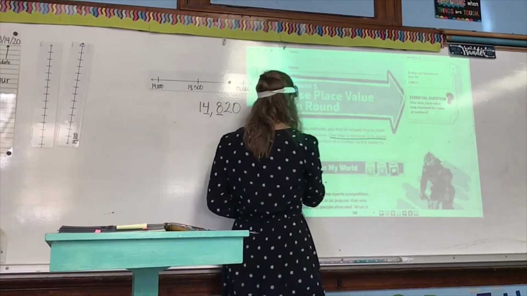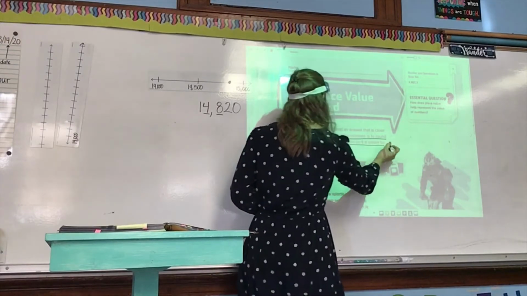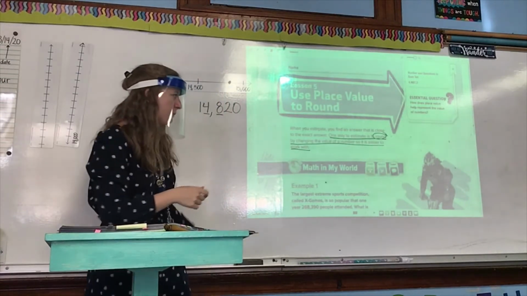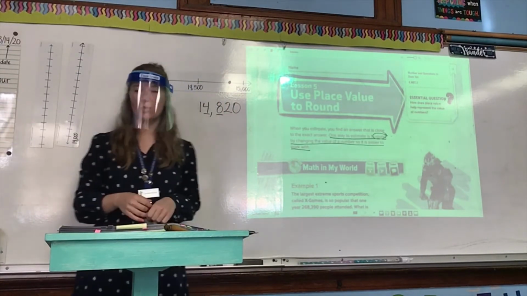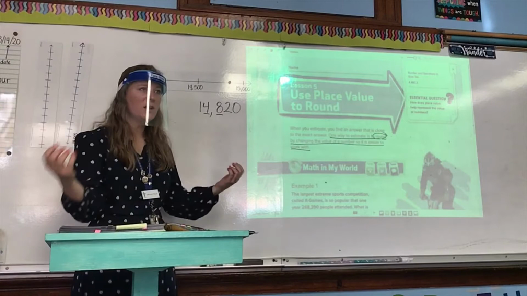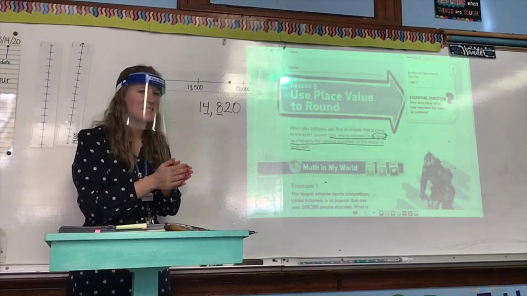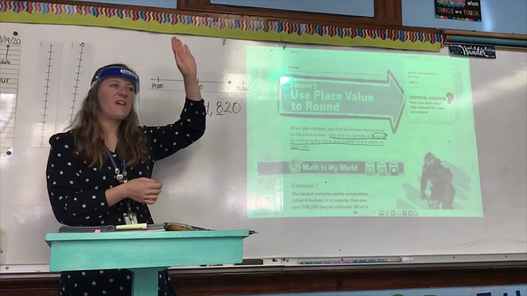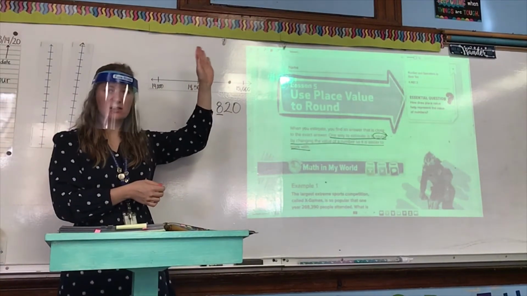One way to estimate is to round, circle the word round, by changing the value of a number so it is easier to work with. Because when we're estimating, are we finding an exact answer? When we estimate, are we finding an exact answer?